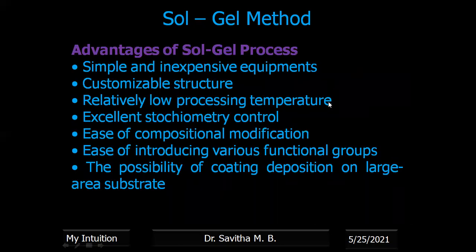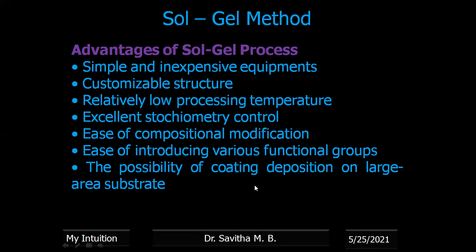Okay, what is the advantage of the Sol-Gel method? Simple and inexpensive equipment is required. You only require a stirrer, beaker, precursor, all those general things. Then customizable structure. If you want to customize the structure, you can vary the temperature, the concentration, the aging part, all this. Relatively low processing temperature. Then excellent stoichiometry control. If you're mixing, you can control the stoichiometry. Okay, so these are some of the advantages of the Sol-Gel method.